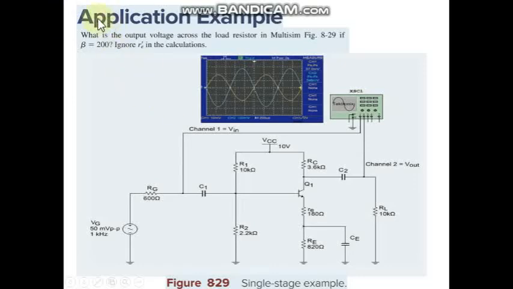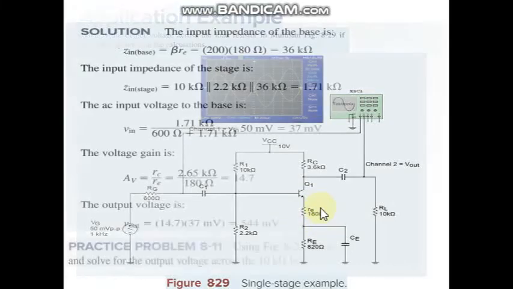We have one example here. This is the figure given. Beta is 200. Ignore the RE dash in the calculation, so we will ignore RE dash because we have been given this RE as 180 ohm.